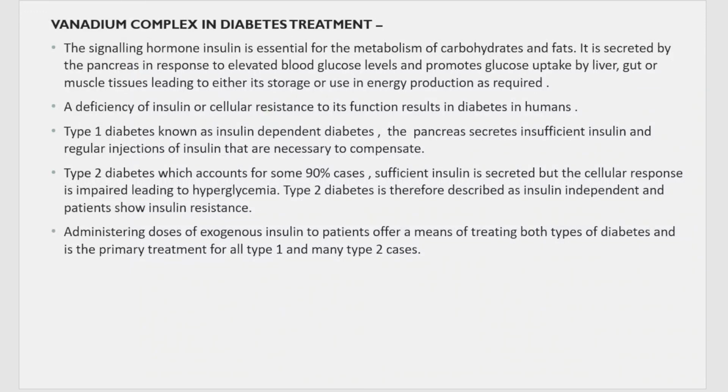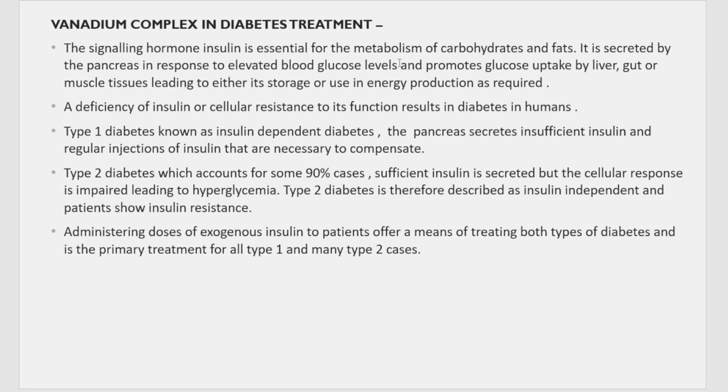So that was about platinum complexes in the treatment of cancer. Next, we are studying how vanadium complexes are used to treat diabetes. First we'll understand why diabetes is caused. The hormone insulin is required for the metabolism of carbohydrates and fats in our body. This hormone is secreted by our pancreas: if the blood glucose level increases, that is, the sugar level in the blood, in order to metabolize that, our pancreas secretes insulin.